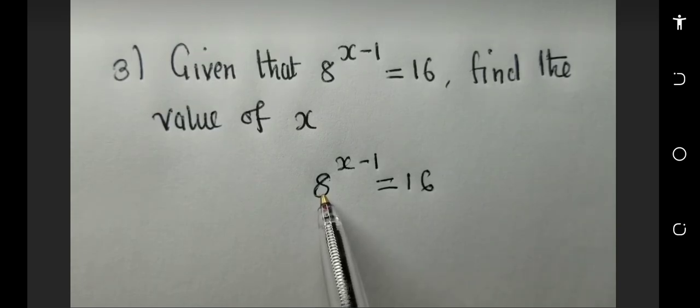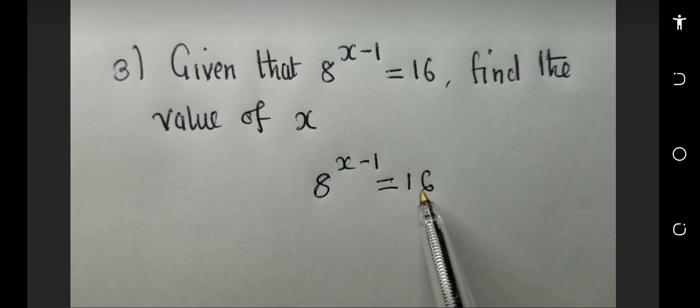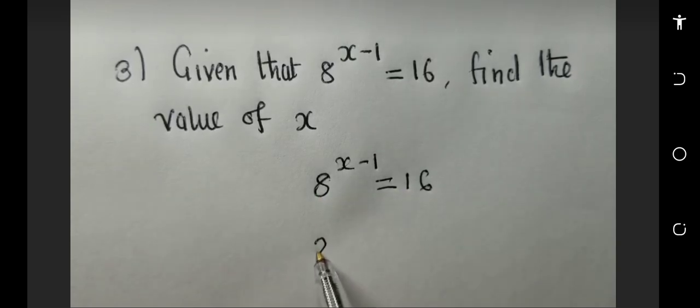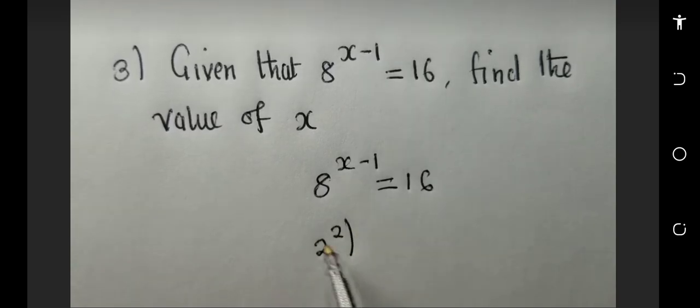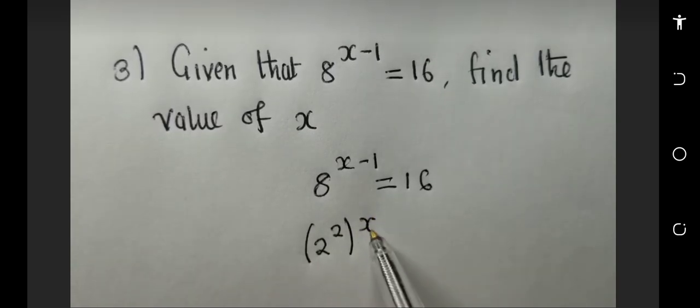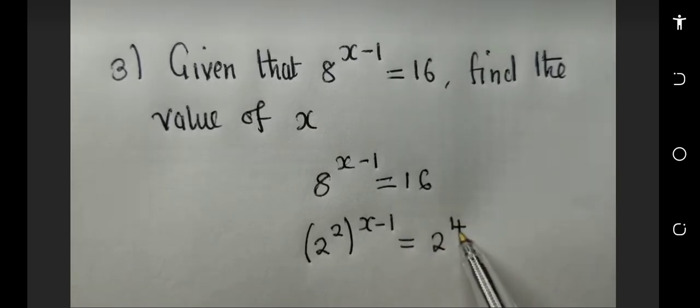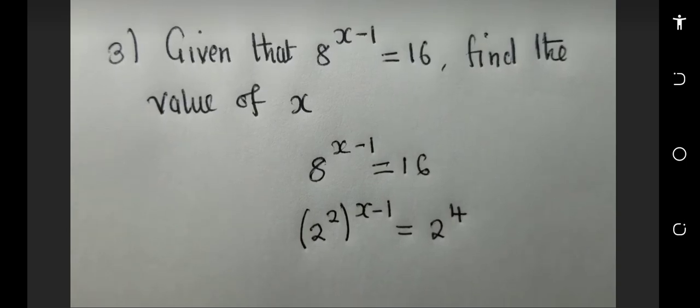This side, the base is 8. This side is 16. So we can't make 8 this side. Okay? We just have to play with it nicely. So here we're going to say 2 power 2 inside the brackets, and x minus 1 is equal to 2 power 4. So you see, this is what we mean when we say balancing the bases. Okay, actually here it's 3. It's supposed to be 3.